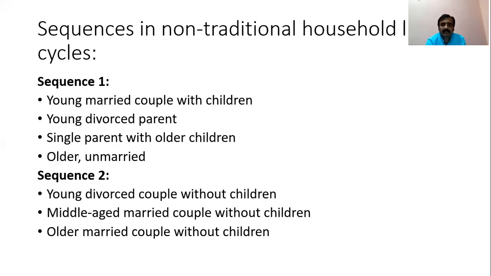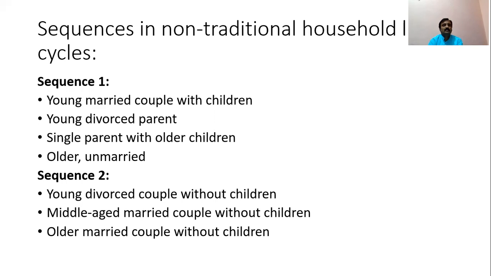And another system we have is the sequencing of the non-traditional household life cycle. That is sequence number 1. It is given in the various sequences. In sequence 1, we come across young married couples with children. So they are just married and with children. We also come across young divorced parents, single parents with older children, and older unmarried people. So these are the situations we come across in sequence 1.